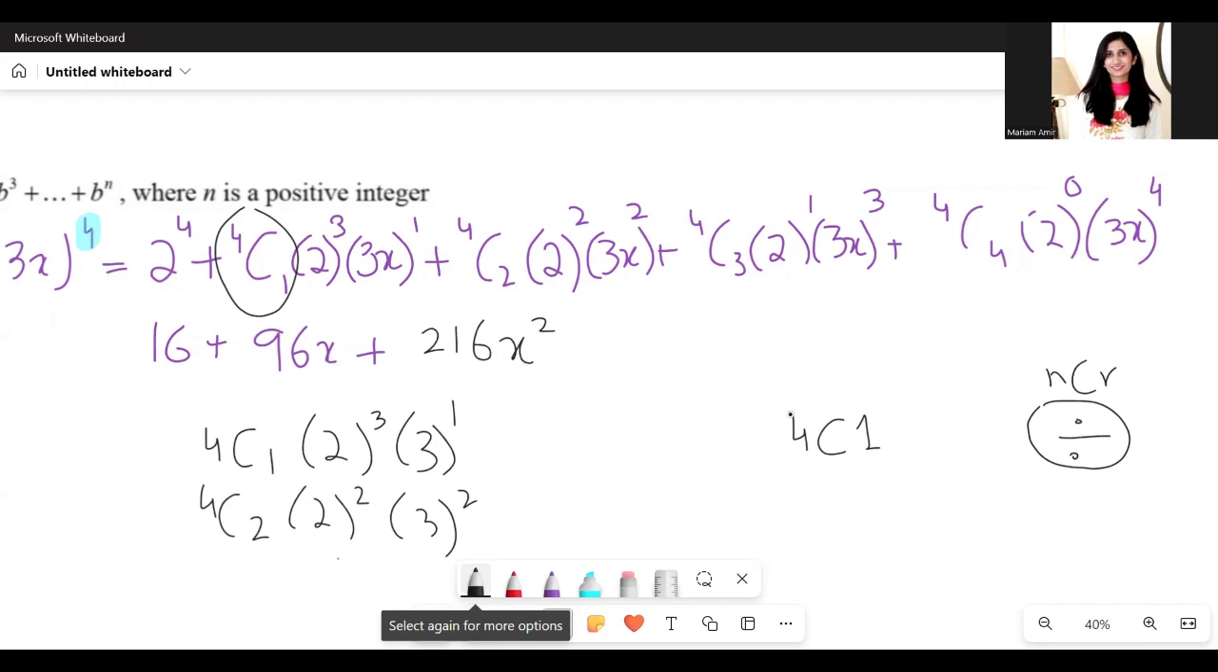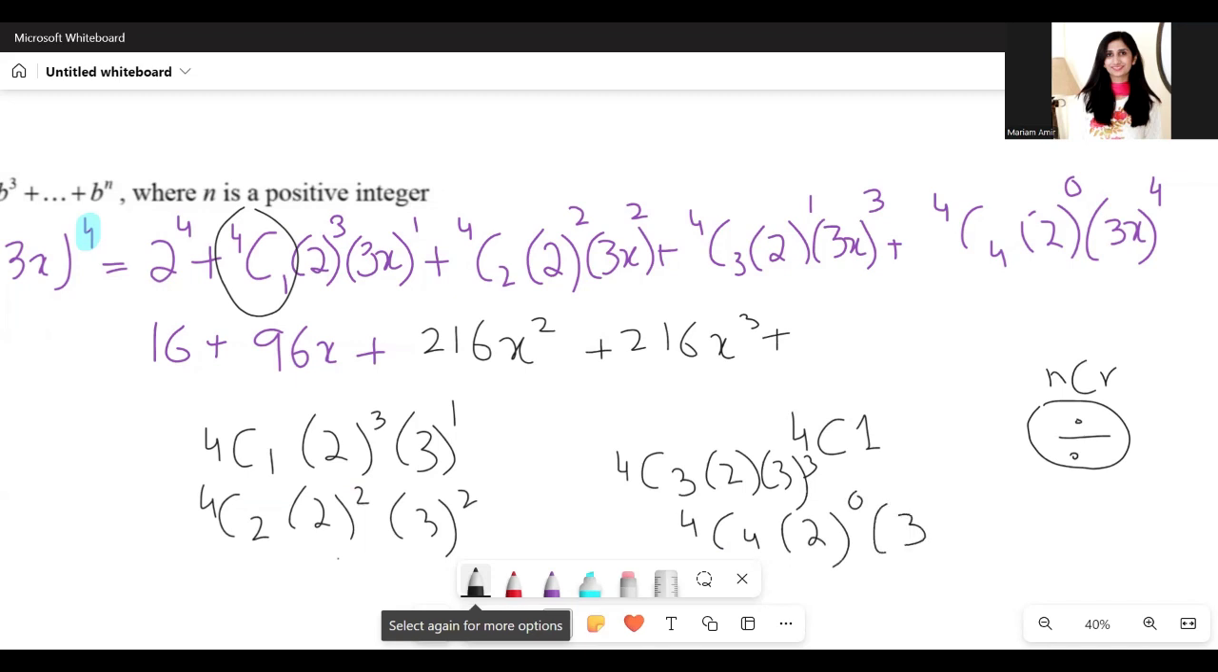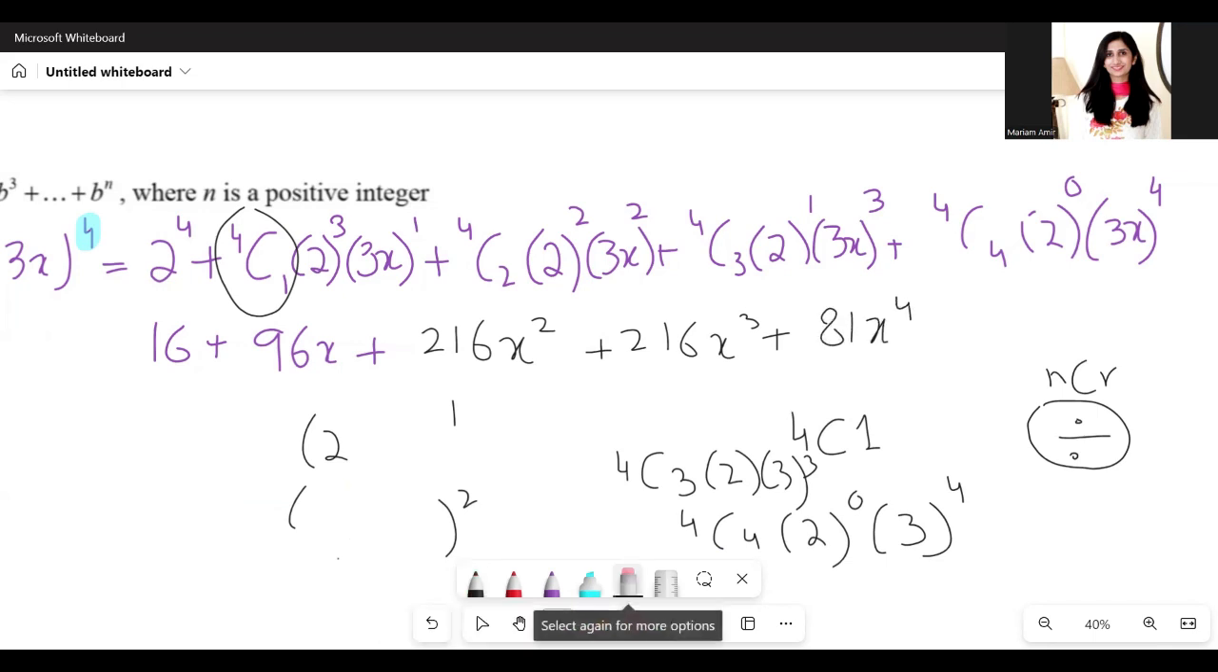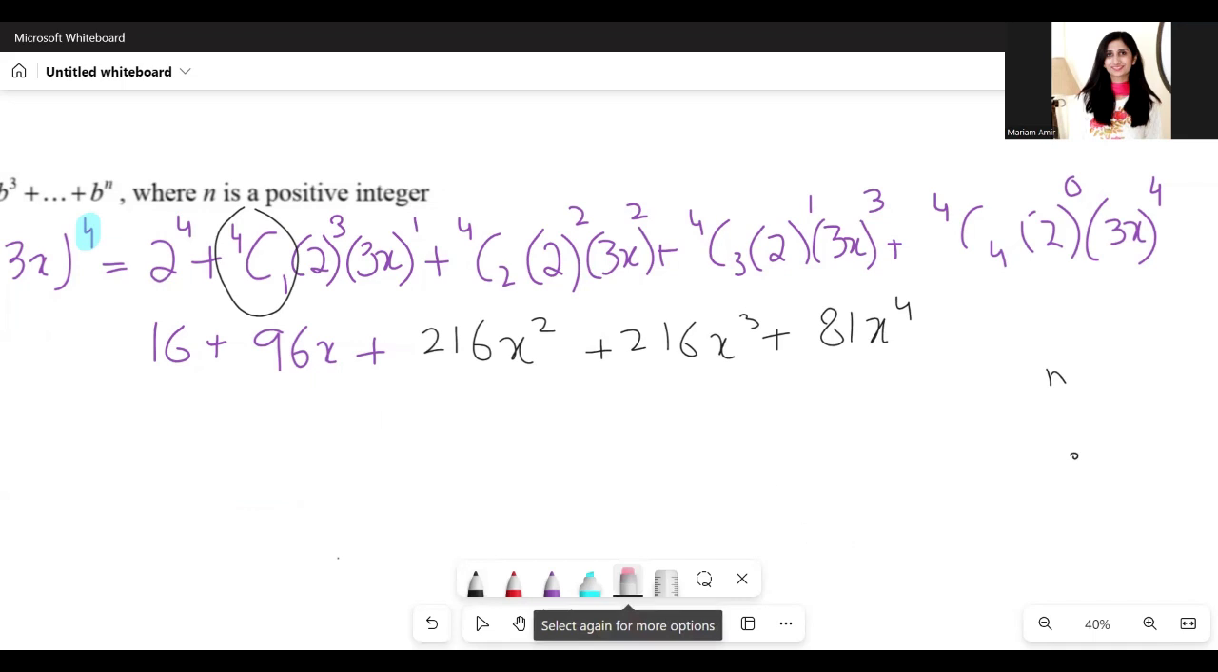x squared. Similarly, you'll have to enter 4C3 times 2 times 3 cubed. And when you do that, that again gives you 216. So 216x cubed. And lastly, you enter 4C4, 2 power 0. You may or may not write it since it's just 1. And then write 3 bracket power 4, which gives us 81x power 4. And this is the expansion of the expression that we have.